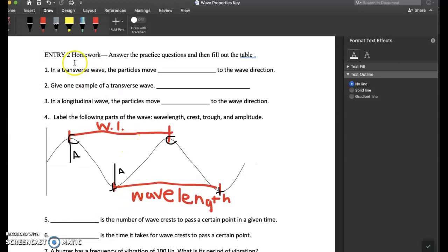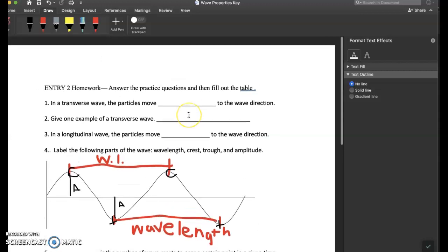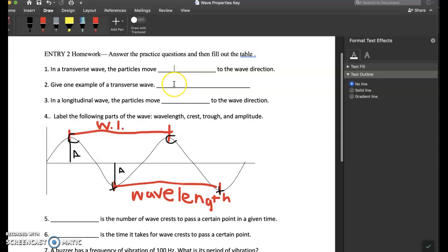All right, we're going to talk through the wave properties homework that was at the end of the notes packet. I just put it onto a new document here, and this key will be uploaded to Schoology as well, but it's a nice quick walkthrough for you.